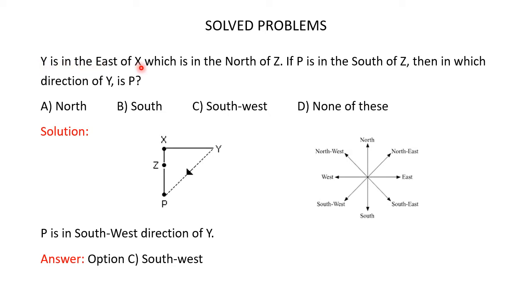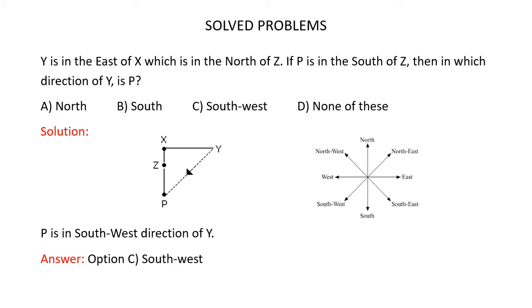Y is in the east of X, which is in the north of Z. If P is in the south of Z, then in which direction of Y is P? Here you are given four options and you have to find out which of these options is the correct one.